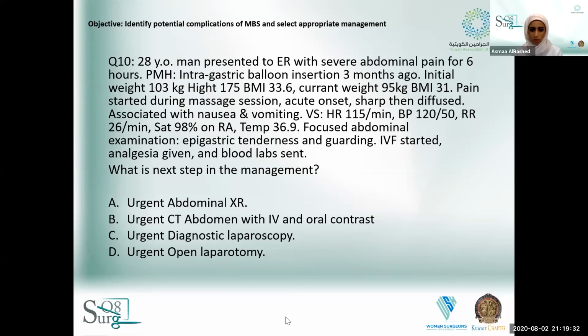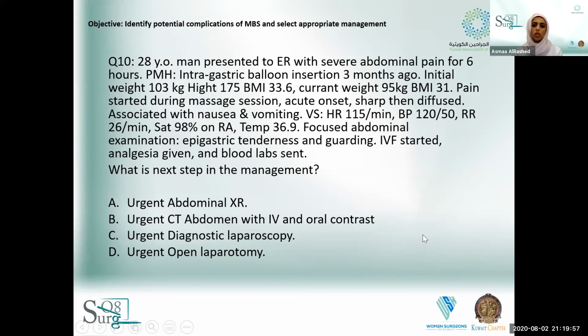Do you have the poll results? Yeah, we'll just reveal them right now. Good, perfect. Okay. So 37% said they will take the patient to urgent diagnostic laparoscopy. All right. And then 31% said they will scan the patient, 23% said urgent abdominal x-ray, and open laparotomy 10%. All right. So maybe the question tipped you off a little bit.